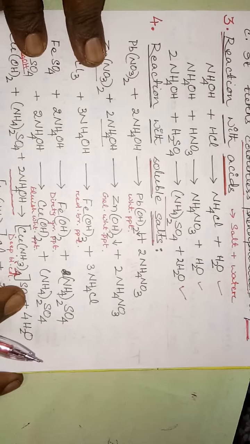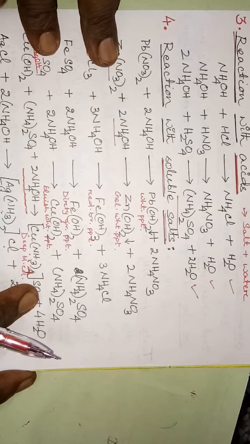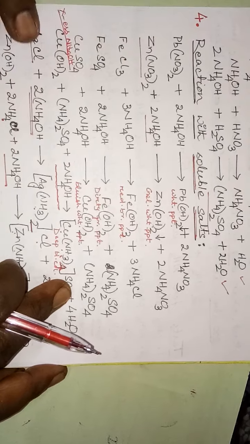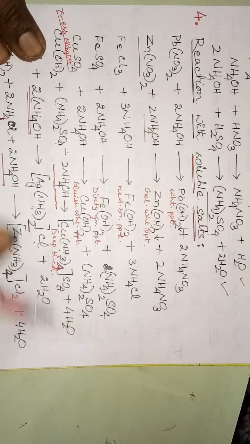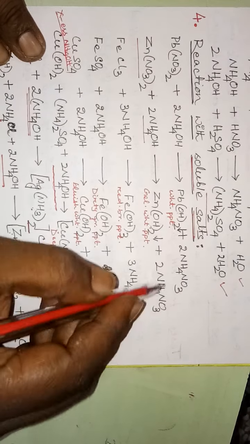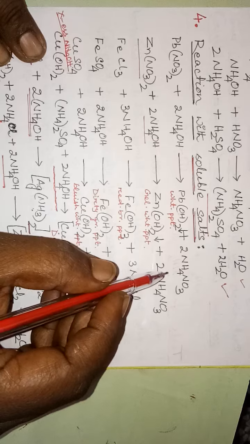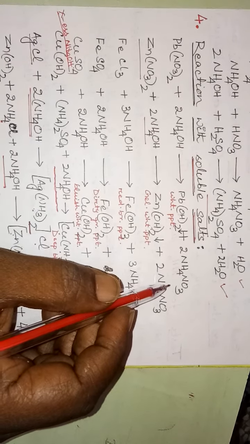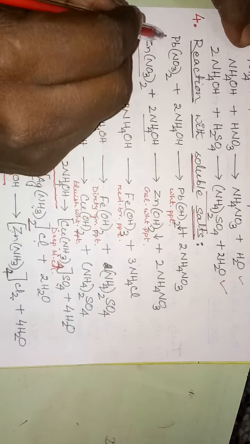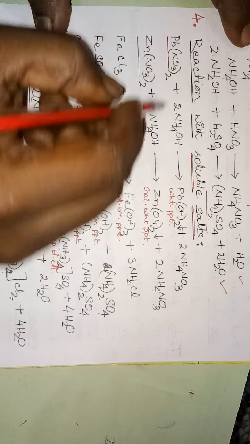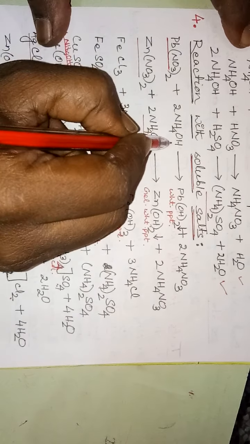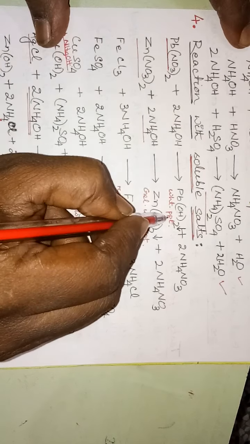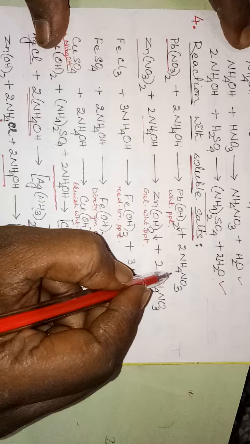Now we will discuss the reaction with soluble salts. What are the soluble salts we are discussing? This is all similar to what we discussed in qualitative analysis or analytical chemistry. Suppose lead nitrate is the soluble salt. When treated with ammonium hydroxide, it forms lead hydroxide, which is a white precipitate, with ammonium nitrate.